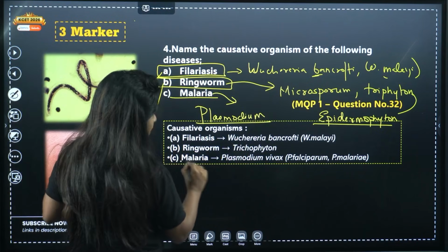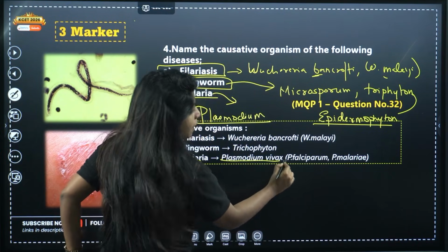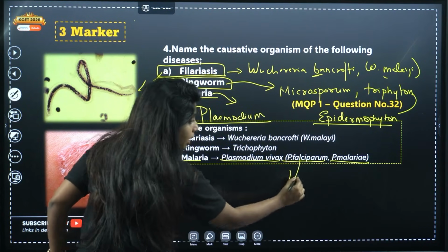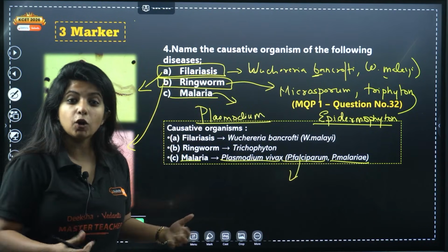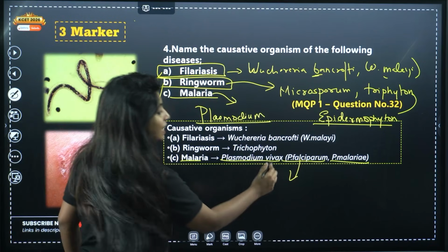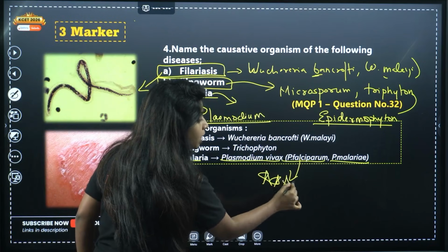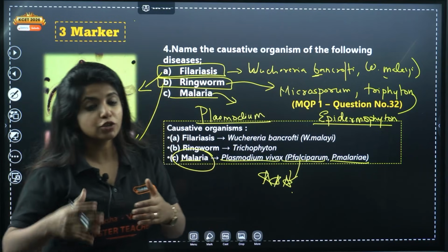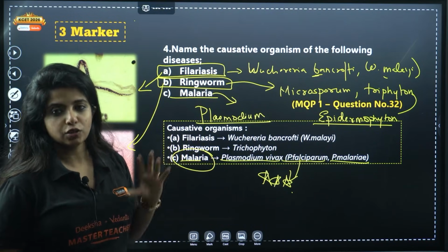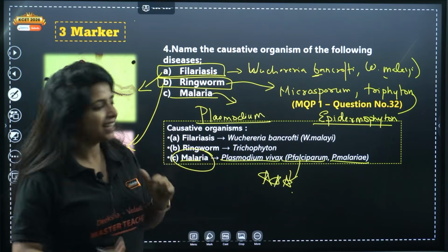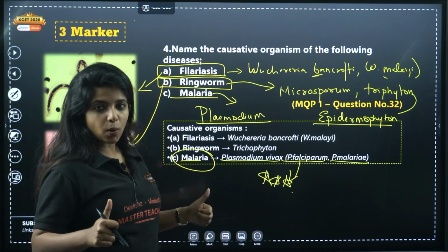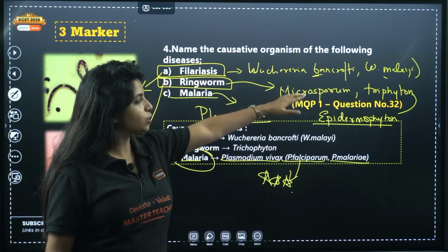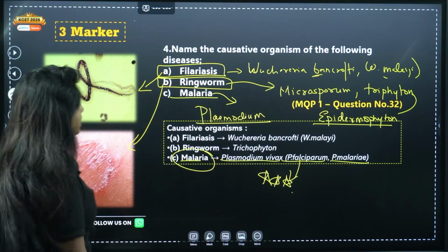So malaria is caused by Plasmodium vivax, P. falciparum and P. malariae. Always remember, if you are asked which one causes the malignant or the deadliest form of malaria, it is none other than P. falciparum. Always remember, malaria itself is an important disease. You might get questions more related to this particular disease. Okay, fine. Can we go ahead? I hope this is clear. Please make sure you write the name of all the fungi, that is Microsporum as well as Epidermophyton as well.